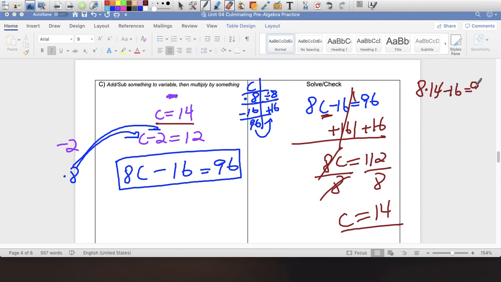Minus 16 equals 96. Let's see if that's true. 8 times 14 is 112. Minus 16 equals 96. Is 112 minus 16 96? Yes, it is. So my left side and my right side match.